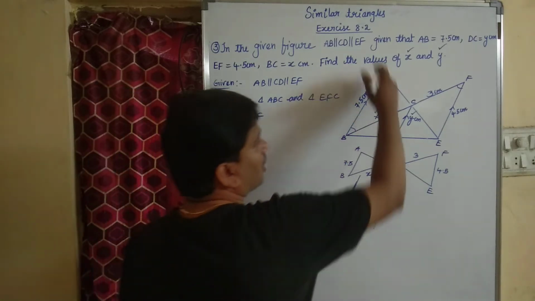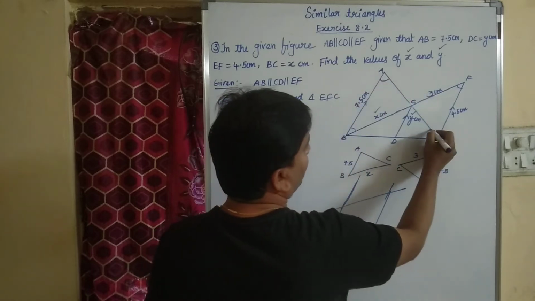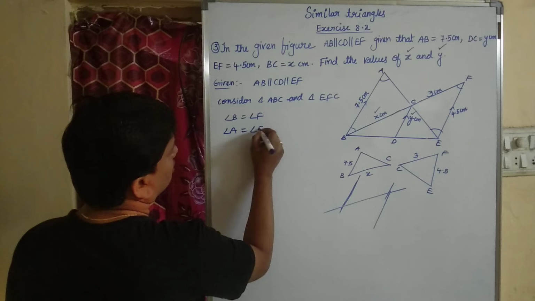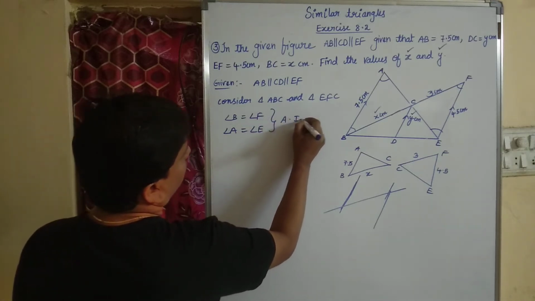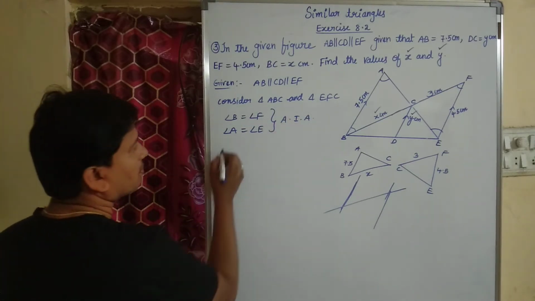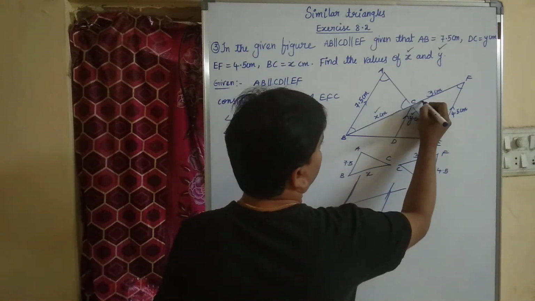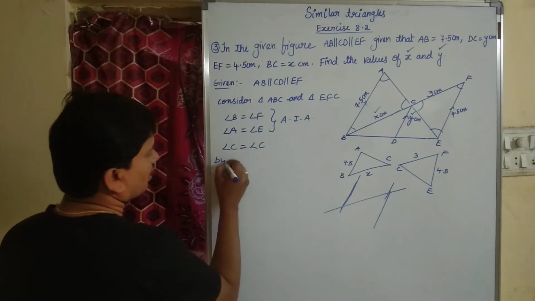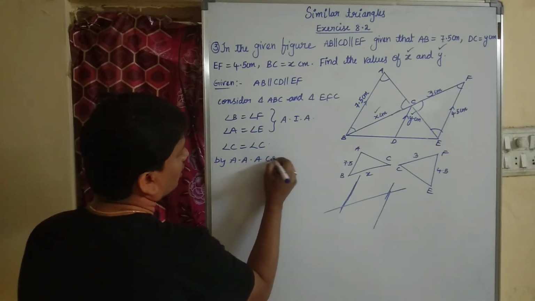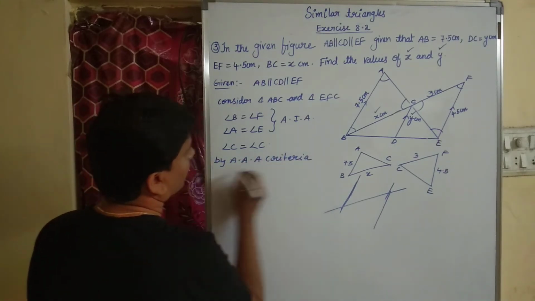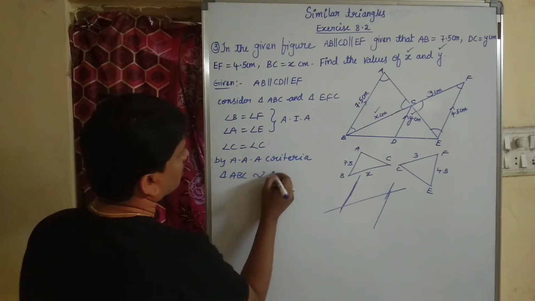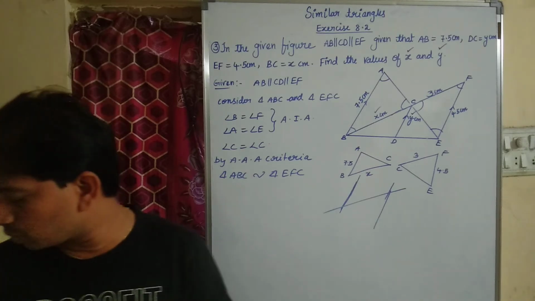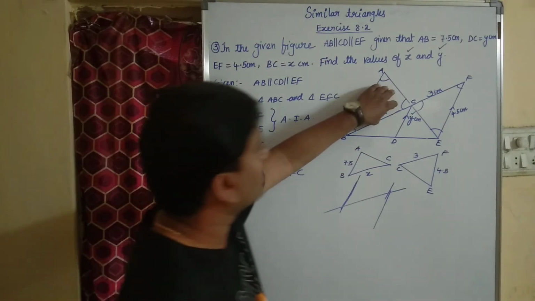Similarly, if you consider AE as our transversal, then angle A and angle E are also alternate interior angles. We know that alternate interior angles are equal. Also angle C equal to angle C, by the angle sum property of a triangle. So by AAA criteria, I can say that triangle ABC is similar to triangle EFC. Okay, I proved that two triangles are similar, that is ABC and EFC.